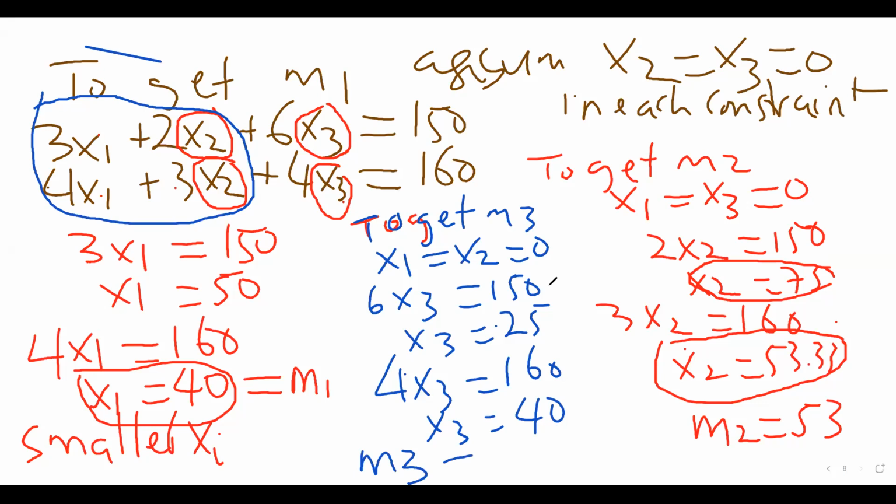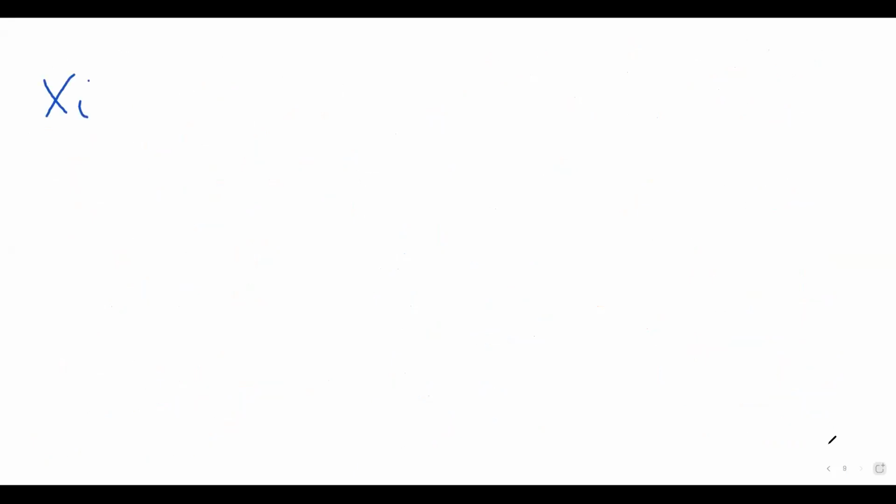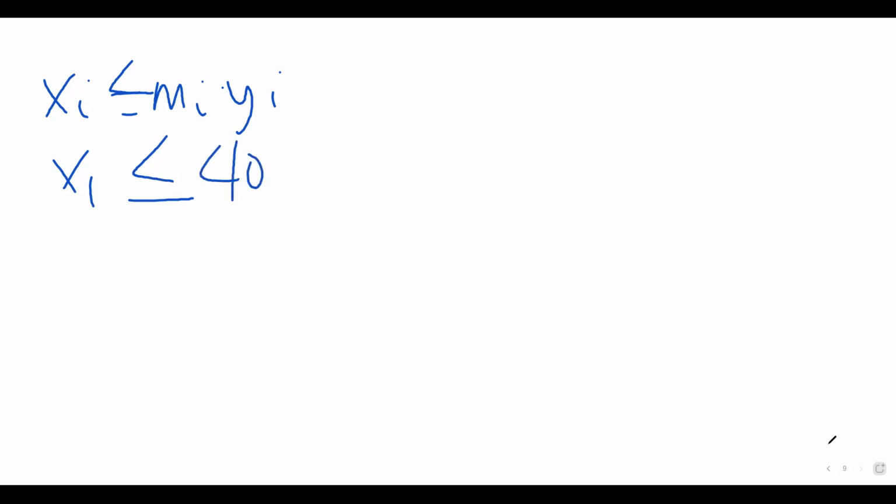So finally, we can write all of our constraints now. I'm going to rewrite that linking constraint that we dealt with. Remember, the linking constraint was xi less or equal to mi yi. So the first one will be x1 less or equal to 40 y1.